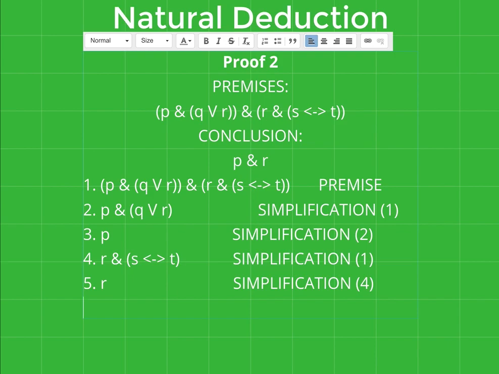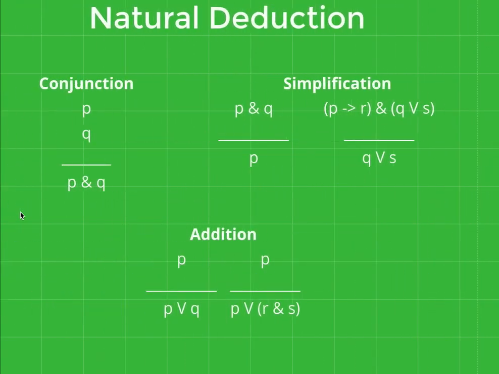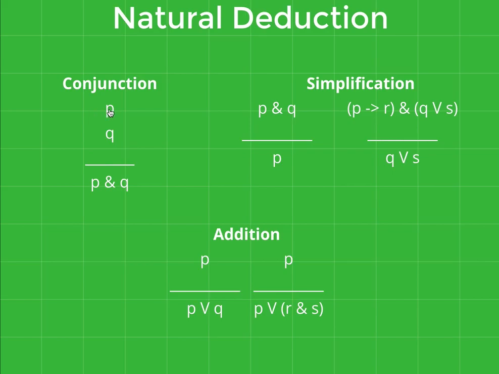Okay, so now what do we have? Seems like we've got all the pieces that we need. We're trying to get to P and R. Here we've got P. Here we've got R. So we know for sure that P is true, and we know for sure that R is true. Therefore, their conjunction ought to be true as well. So I can just apply the rule of conjunction to combine lines 3 and 5 to get P and R. Right? So if we go back to our rule of conjunction, this tells me that if I have P on one line and Q on another line, then I can combine them to P and Q.